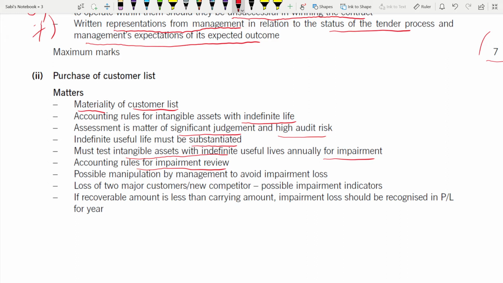Possible manipulation by the management to avoid the impairment loss, right? There could be manipulation. Next, losses of the two major customers to the new competitors. Because of this, this could be a possible impairment indicator. That means the value of an intangible is going down. If the recoverable amount is less than the carrying amount, what happens? Impairment loss should be recognized in P&L.